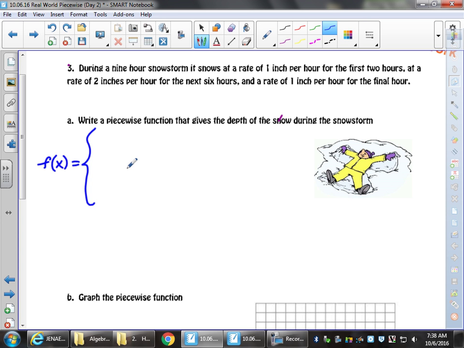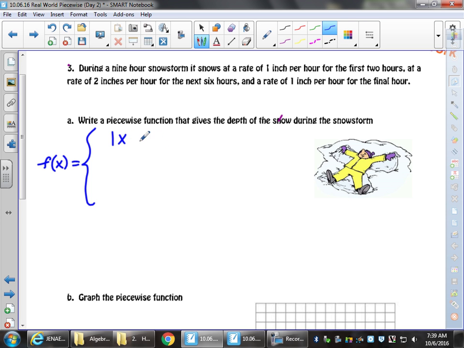Lisa? I had 1x plus 2, x is greater than or equal to 2, 1x. Careful. I agree with the 1x because it's 1 inch per hour. If I say plus 2, that's saying that you already had 2 inches on the ground. You had an initial value. I don't have an initial value right now, but we are going to soon. So keep that in mind.